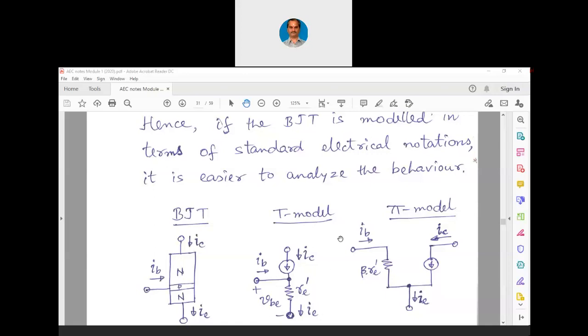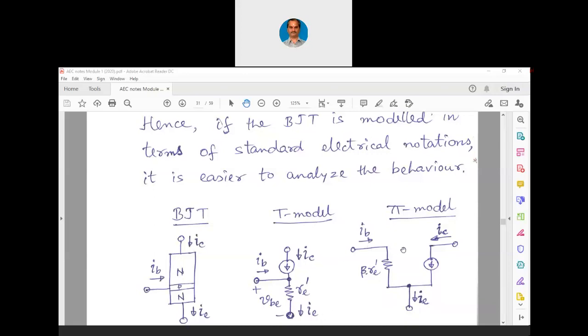So, this is called the pi model because it looks like a pi. Of course, it looks like an inverted pi. Whereas this is called a T model because it looks like a T. Of course, this T is a left side turned T. Anyway, this is a T model and this is a pi model. Now, the pi model is easy to visualize and easy to use. Essentially, both are the same. Please understand that the T model and pi model are essentially the same.